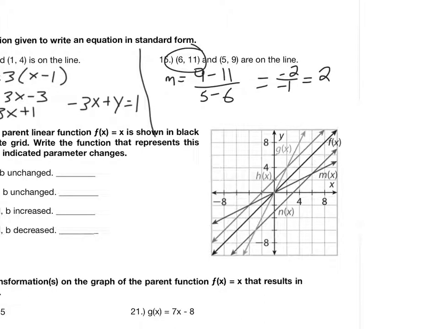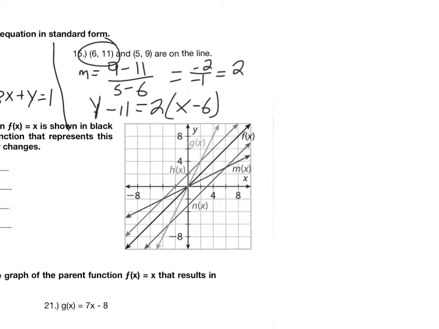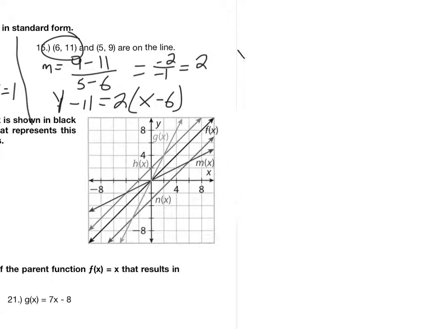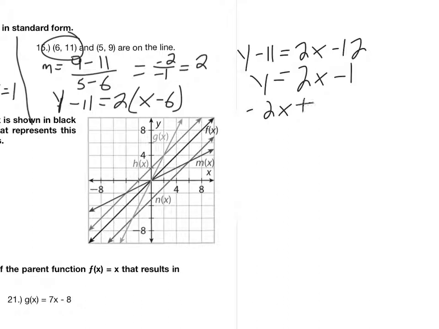So point slope form, that would be y minus y1, which y1 would be 11, equals our slope, which is 2, times x minus x1, which x1 would be 6. We want it in standard form, so we'll go ahead and distribute. And if we distribute, we get y minus 11 equals 2x minus 12. Add 11 on both sides, we get y equals 2x minus 1. Then subtract 2x on both sides, we get negative 2x plus y equals negative 1, and that's in standard form.